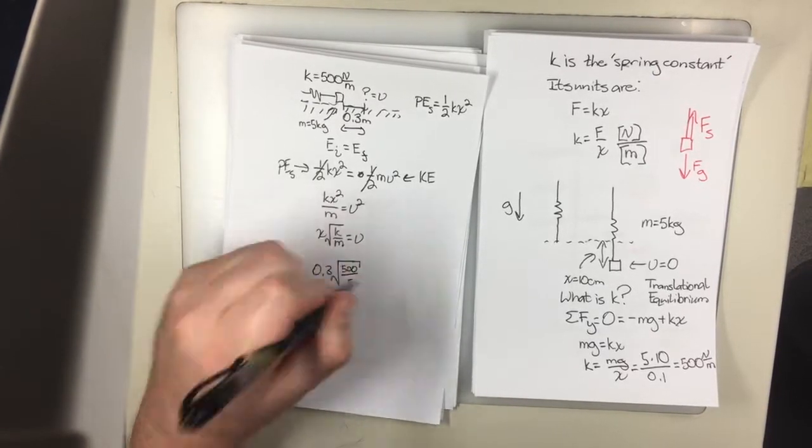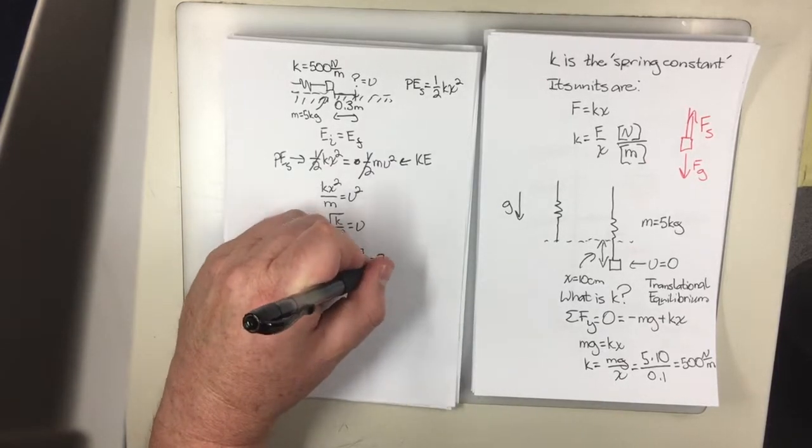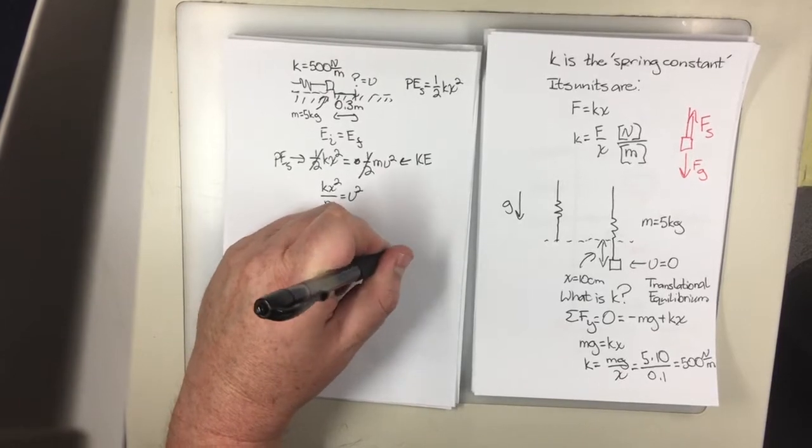Oh, I love the numbers. I must be subconsciously working this through. 500 divided by 5 is 100. 100 square rooted is 10. 10 times 0.3 is 3. So the answer is 3 meters per second.